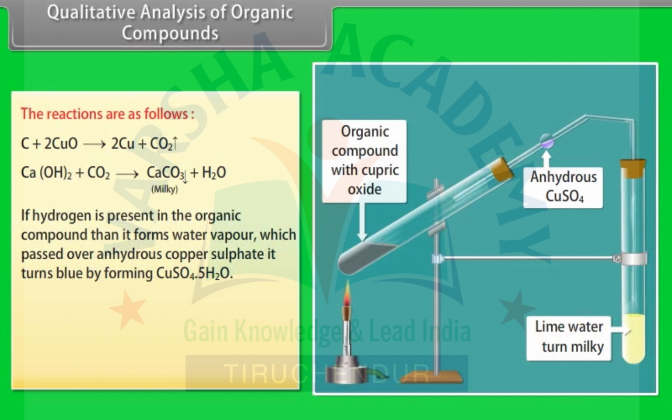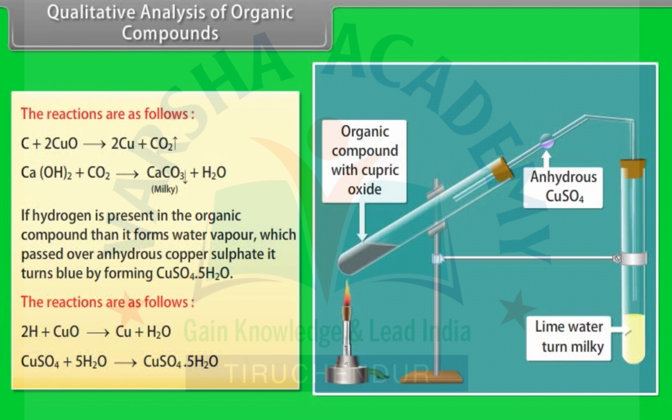If hydrogen is present in the organic compound, then it forms water vapor, which passed over anhydrous copper sulfate turns it blue by forming CuSO4·5H2O. The reactions are as follows. Hydrogen in the organic compound reacts with copper-II oxide and produces copper and water. The produced water reacts with anhydrous copper sulfate, which turns blue by forming CuSO4·5H2O.